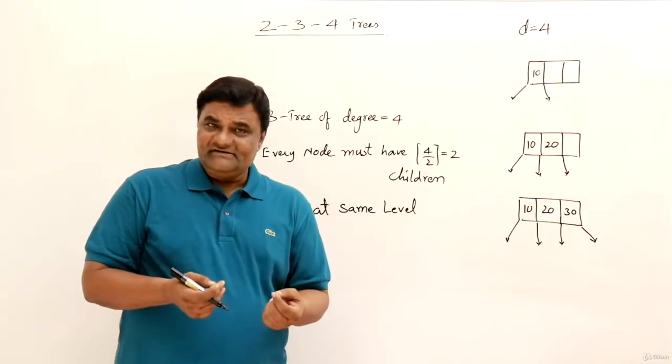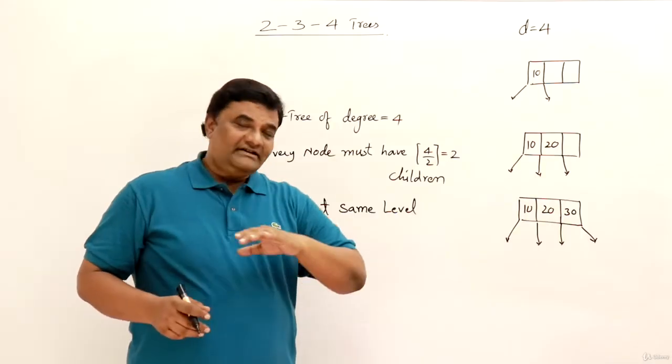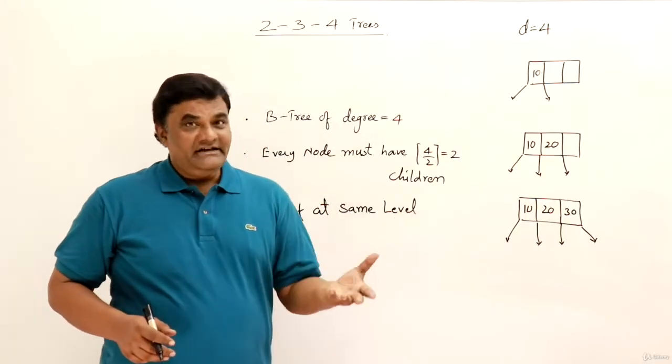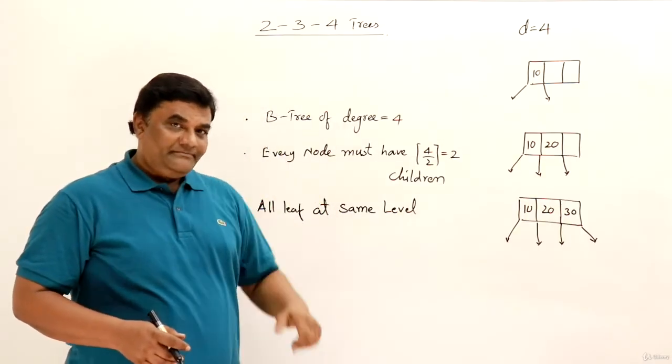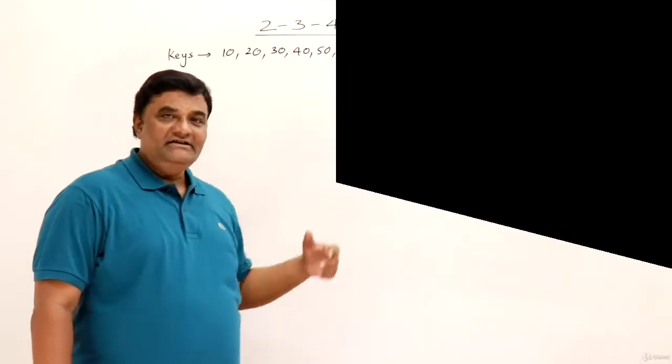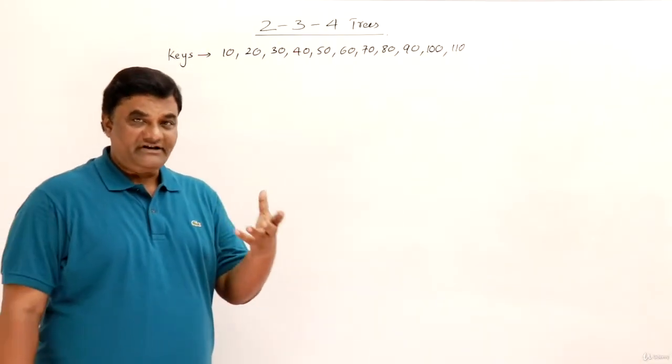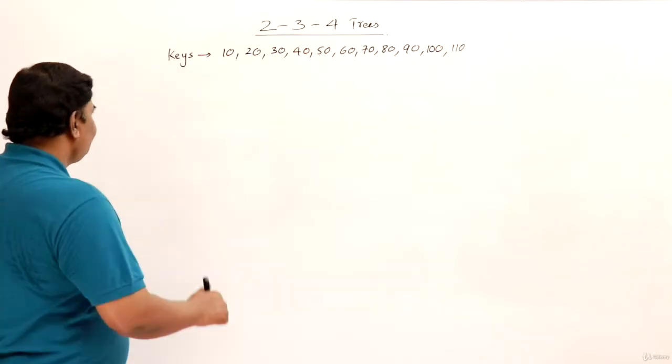Here there are some differences that we have to see. So let us take some keys and create a 2, 3, 4 tree. Here I have keys. Let us create a 2, 3, 4 tree. So let us insert all these keys one by one.